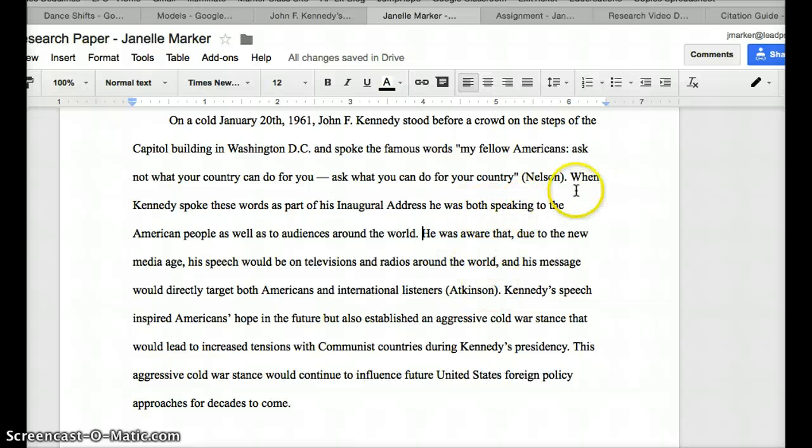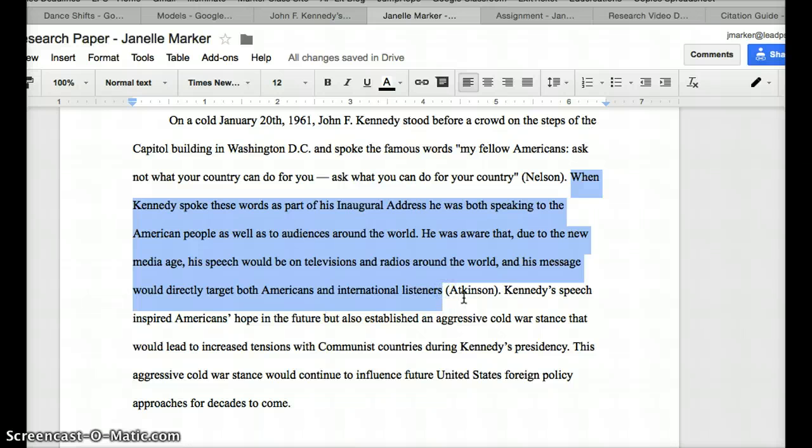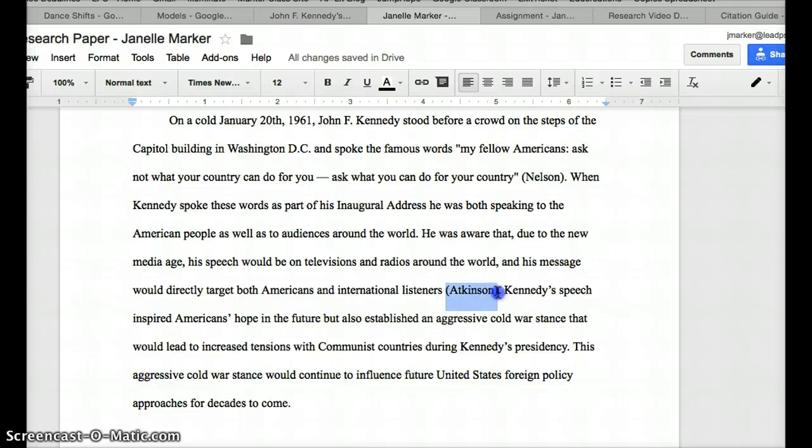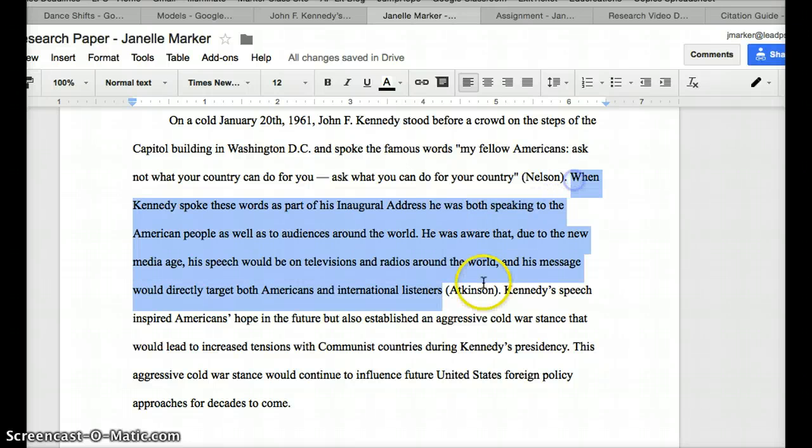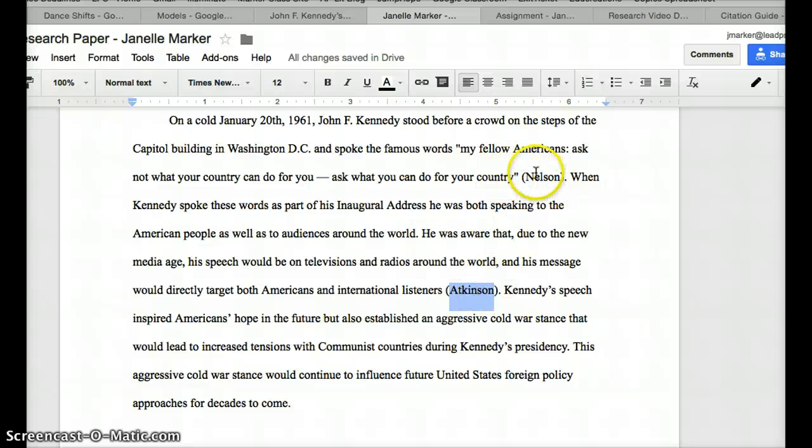This brings up two things that I should point out. Even though this wasn't a quote, I did not directly quote Atkinson. I paraphrased his information into my own words. Those were not my ideas. I did not know off the top of my head that Kennedy knew he was talking to multiple people around the world. That was all him and his information. Because it's not mine, even though I paraphrased it, I still have to cite my source. So even when you're not directly quoting, you're still putting your source information.